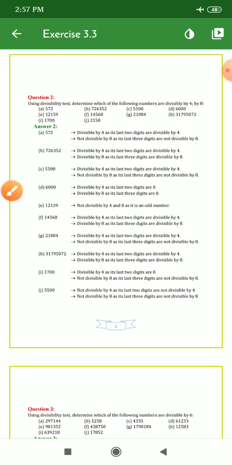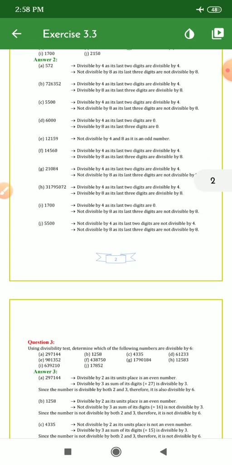Now the third question. As you see, divisibility by 4: its last two digits are divisible by 4. 0 0 can be divisible by any number. Okay, 0 is always divisible by every number. Now, not divisible by 8, as its last three digits are not divisible by 8. For checking the divisibility for 8, you have to check the last three digits. Okay, I hope it is very clear to you.